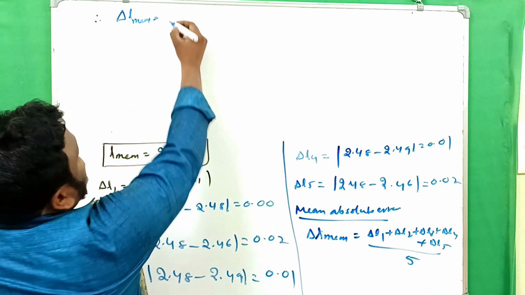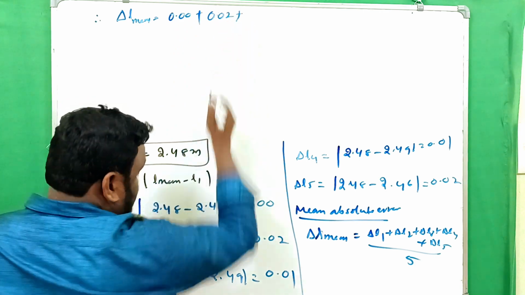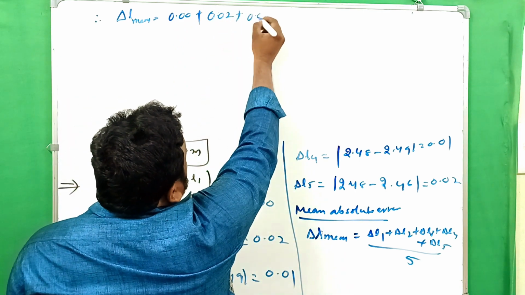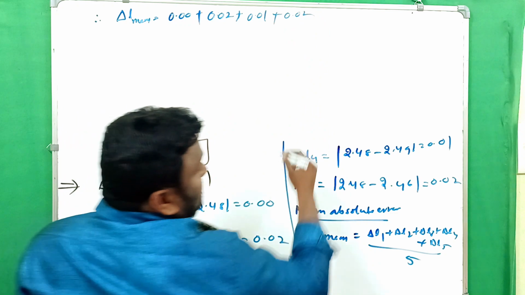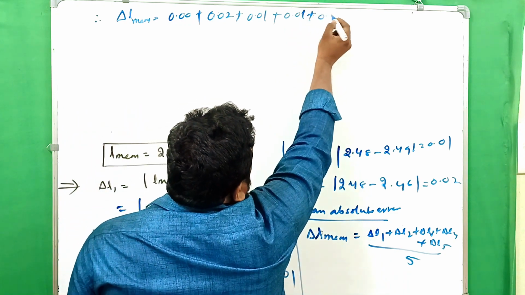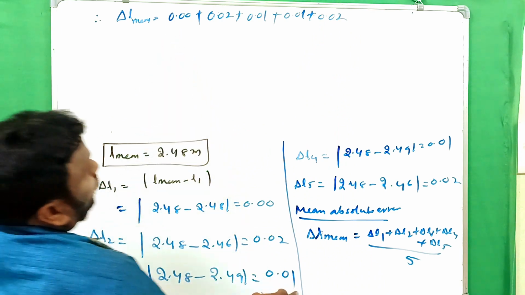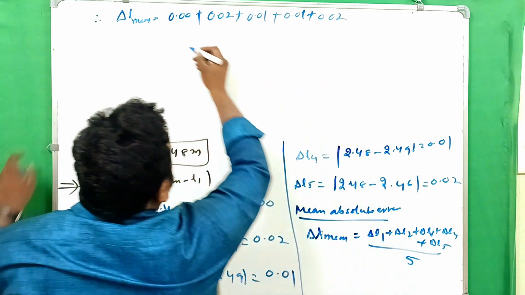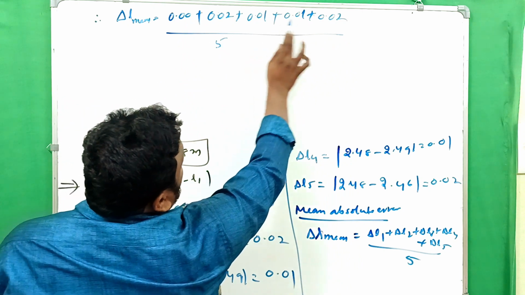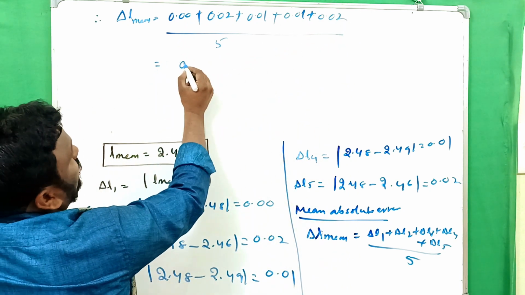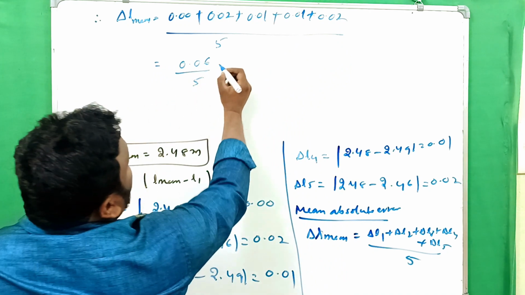Delta L1 value, what is it? 0.00 plus 0.02, plus delta L3 value, which is 0.01, plus 0.01, plus 0.02. So that is 0.00 plus 0.02 plus 0.01 plus 0.01 plus 0.02, divided by 5. The sum is 0.06 by 5. Clear?